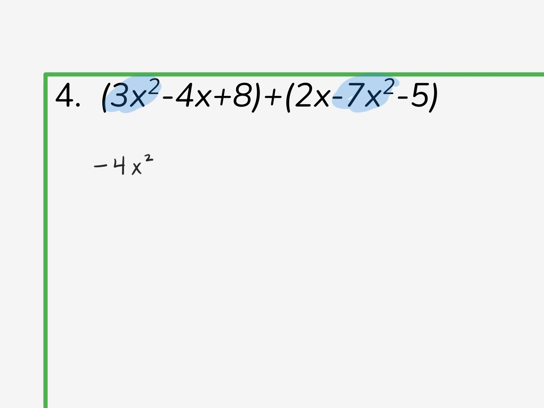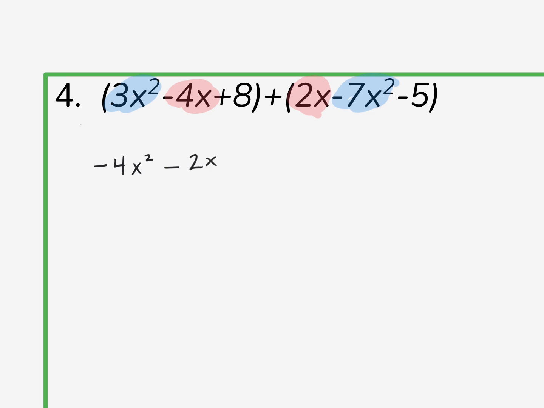Okay, then I'm going to look for anything with an x on it because that would be my next power. So here I have a -4x, and then I have a +2. So -4 and +2 are going to give me a -2, and they both have an x on them. So I'm going to just use that as a minus, -2x.